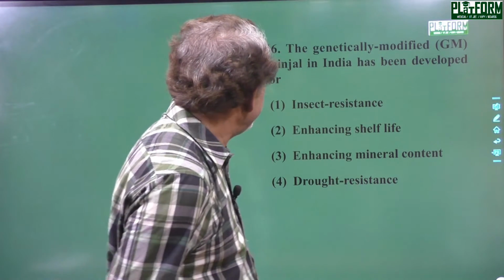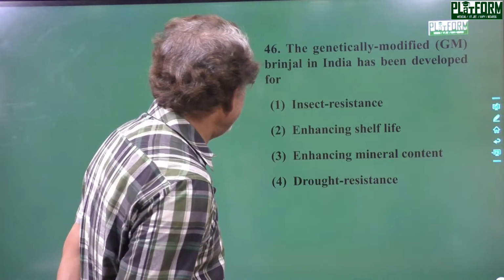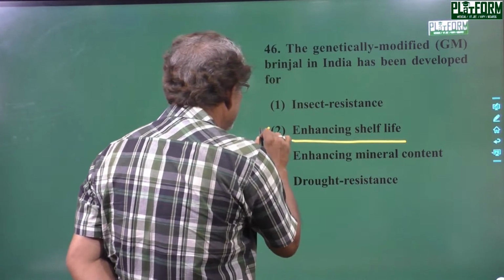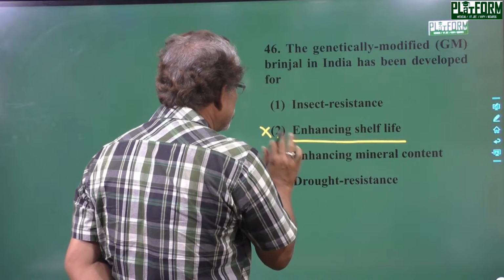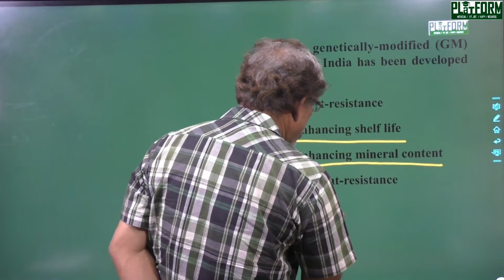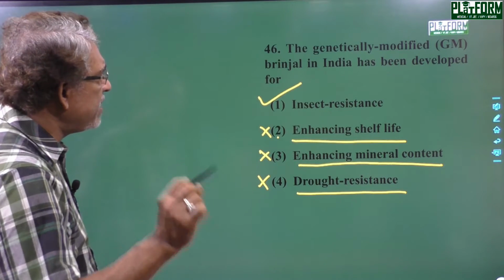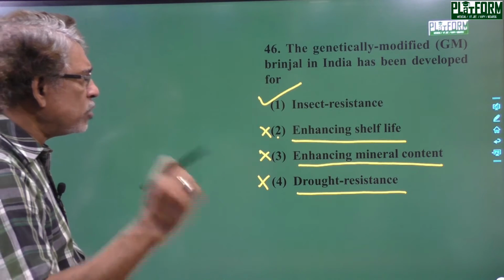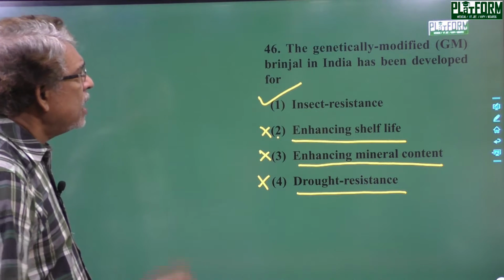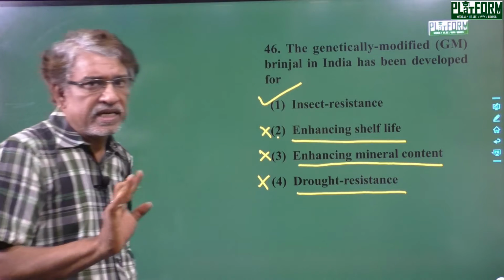The genetically modified brinjal. GM brinjal in India has been developed for enhancing shelf life? It is not for brinjal, it is related to tomato. Enhancing mineral content, not true. Drought resistant, not true. So your correct answer is insect resistance. Brinjal has so many major pests that affect the total yield of brinjal. So genetically modified brinjal in India has been developed for insect resistance.